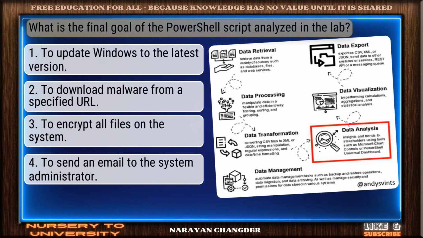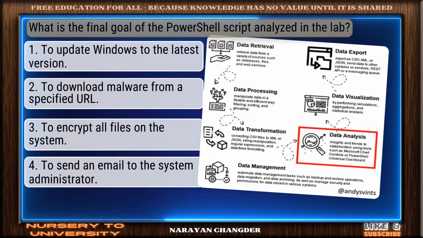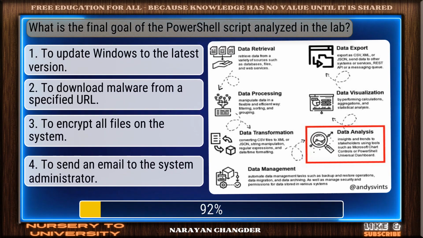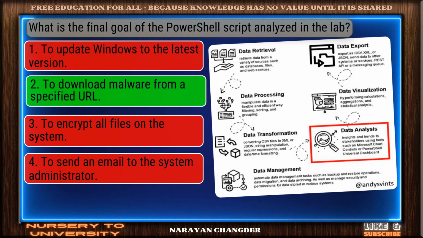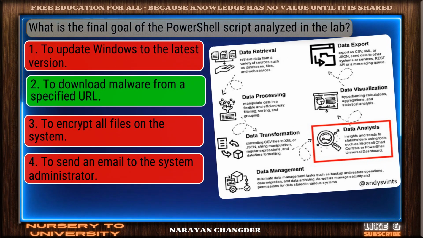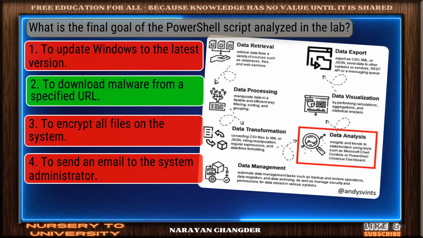Question number 29. What is the final goal of the PowerShell script analyzed in the lab? Great thinking. To download malware from a specified URL is the right choice.